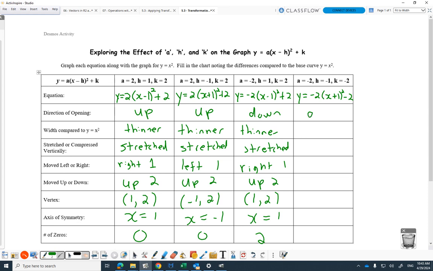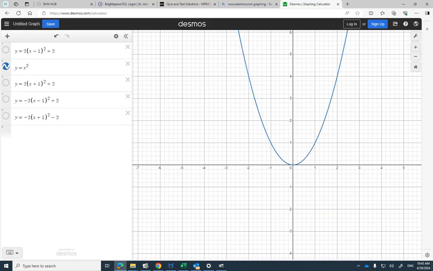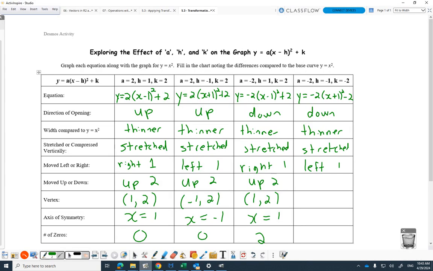Last column, down, was still thinner, stretched vertically, but now with the +1 in there, that's left 1. What did the -2 do, though? Outside now? Down 2. That's the intuitive part. You'll like that part. You're like, okay, vertical, I'm good. Down 2 this time. And that meant with left 1 down 2, the vertex was at -1, 2. Yes, we're about to jump ahead and go, we can get that vertex just bang, just looking at it. Axis of symmetry, x equals -1 this time.